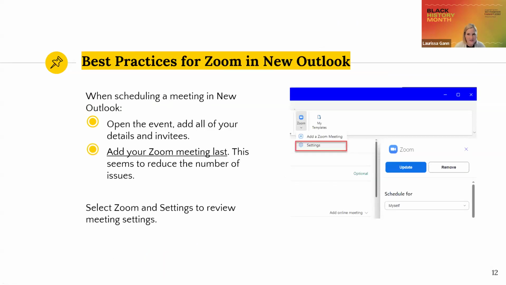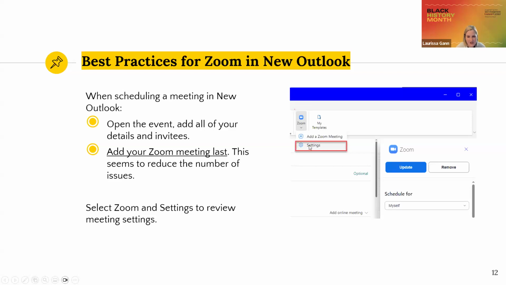So we also had questions. Some people had some issues with Zoom and the new Outlook. And this is the best practices that we've learned. So we're going to just share that with you. When you're scheduling a new meeting in the new Outlook, you're going to open your event. Go ahead and add all your details and your invitees. Add the Zoom meeting absolutely last to your meeting. It seems to reduce the number of issues that are happening. So basically just fill out your meeting, add your invitees, then you're going to go to Zoom and add meeting.